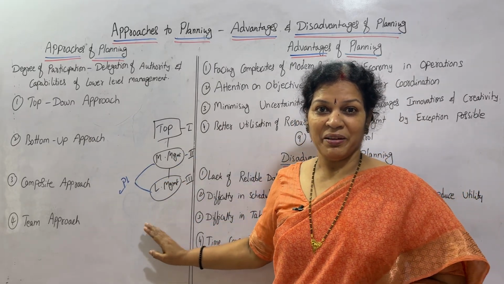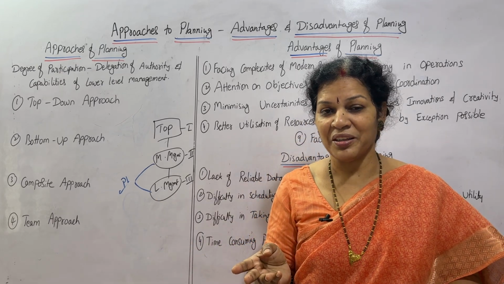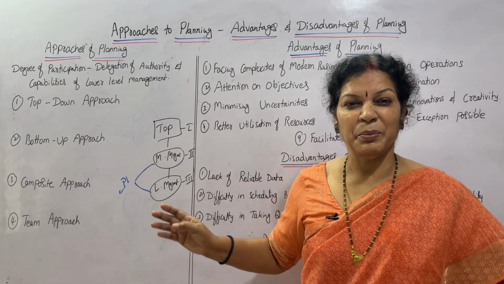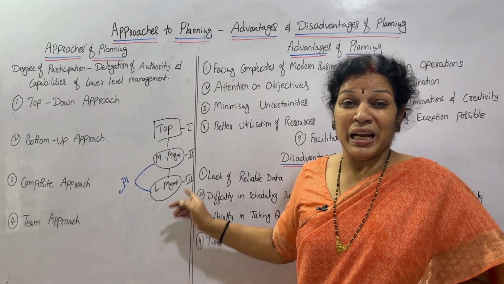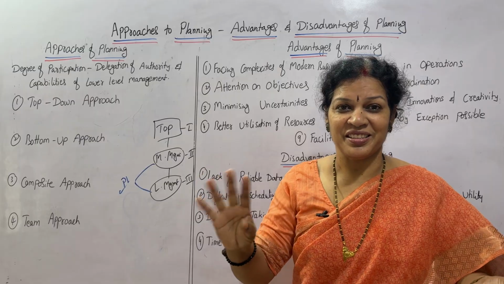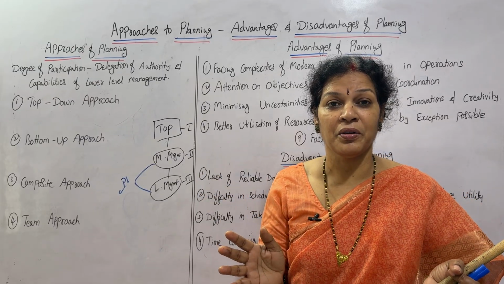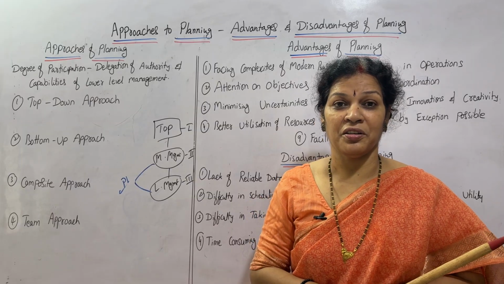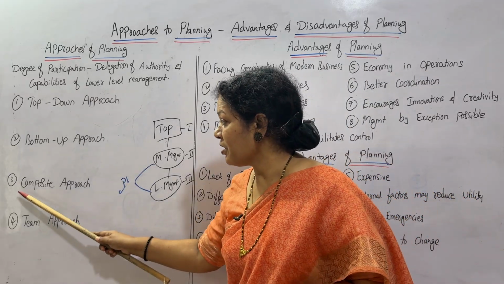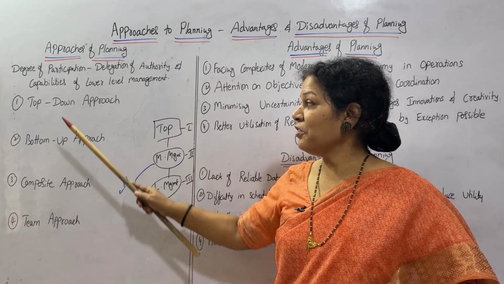Here also remember one thing: does lower management have knowledge? Then only we can go for it, otherwise no use. If they make any wrong decisions and by mistake top management approves it, it is useless. Not just useless, it's going to cause lots of loss to the organization. Third approach is composite approach. Composite approach is a combination of both.